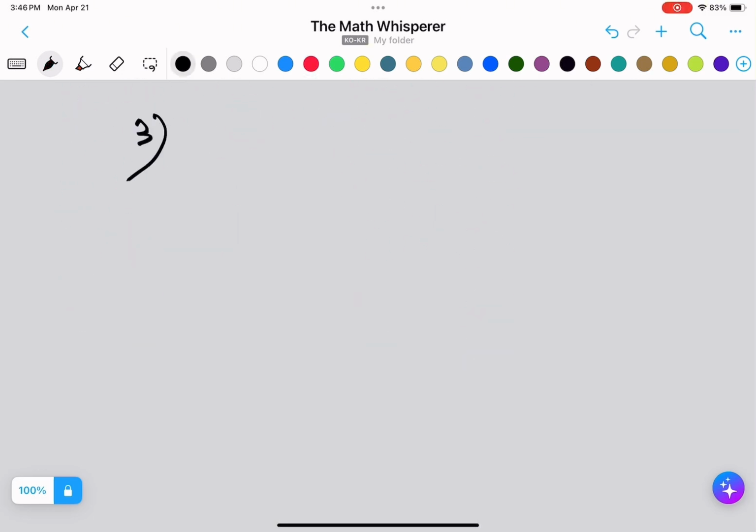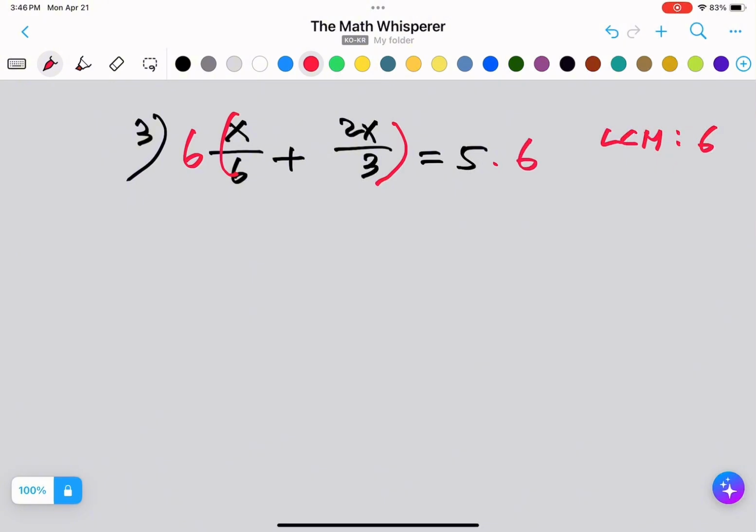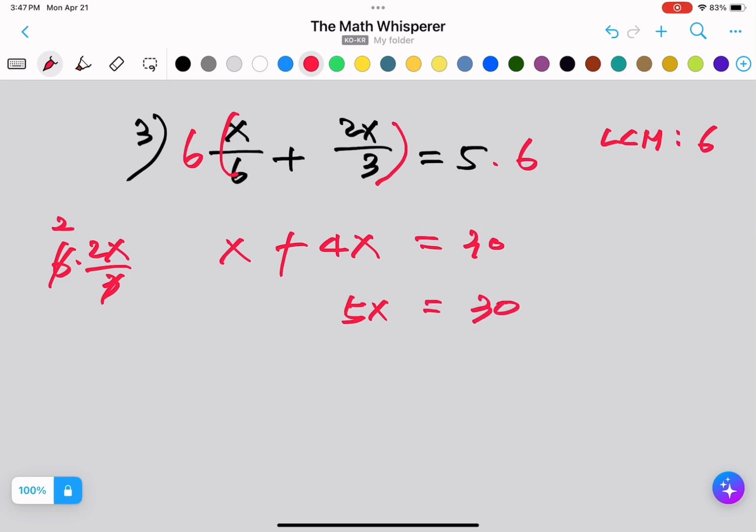Next one, x over 6 plus 2x over 3 equals 5. Same thing, we find the least common denominator, which is 6. So we multiply 6 on the left-hand side and right-hand side. So the first one is x, and the second, 6 times 2x over 3, will be 4x equals 30. So 5x equals 30, and x is 30 over 5, which is 6.